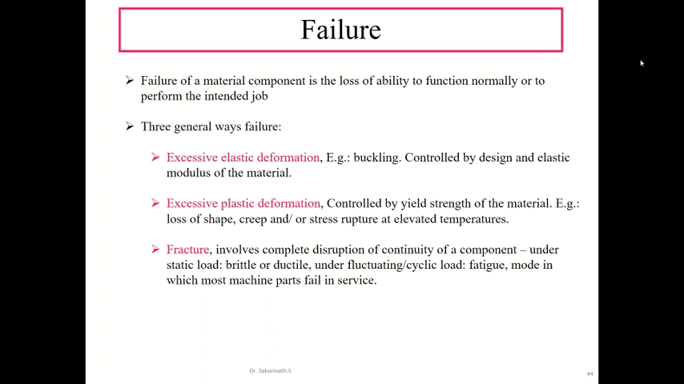Another method of failure is fracture. Fracture involves complete disruption of continuity of a component. It is a fundamental type of failure, and it can occur under static load. We can have a brittle or a ductile fracture, based on the type of material.